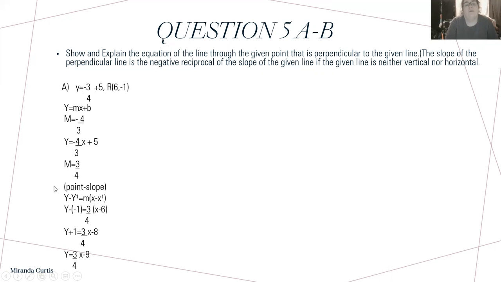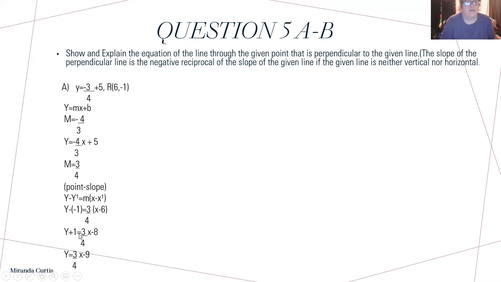So now we have to find the equation of a line using point-slope form, which is y minus y1 equals m times (x minus x1). Then we're going to fill in our 6 and our 1. So y minus 1, -1 equals 3/4, and then x minus 6. Oh, I forgot the x right there. It's supposed to be x right there.